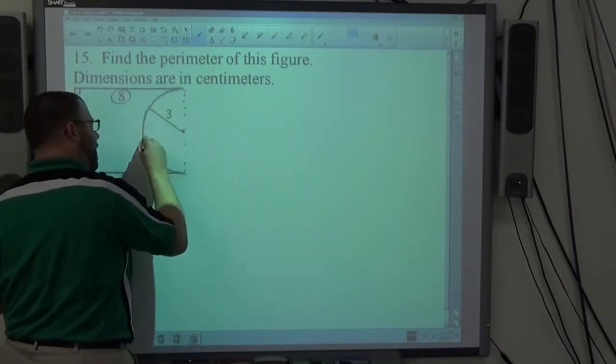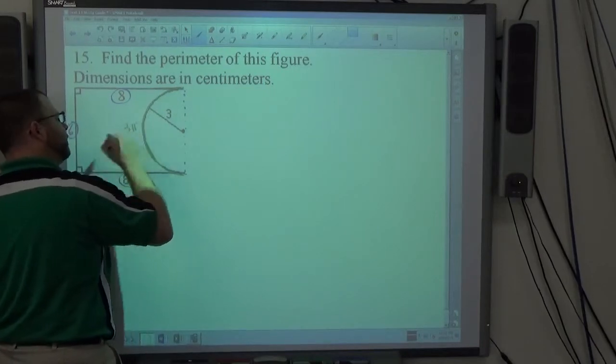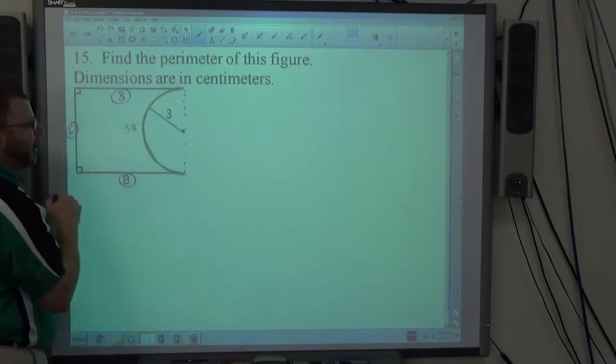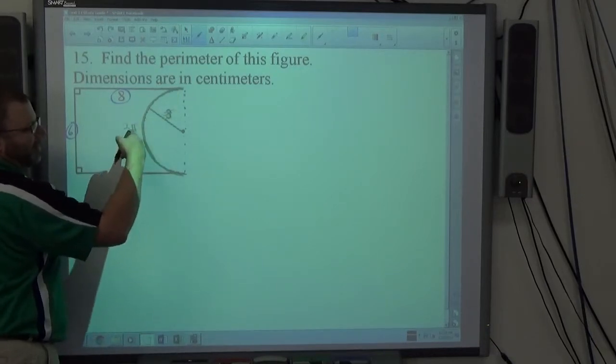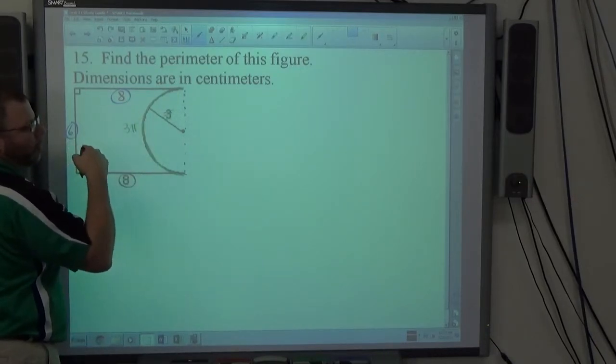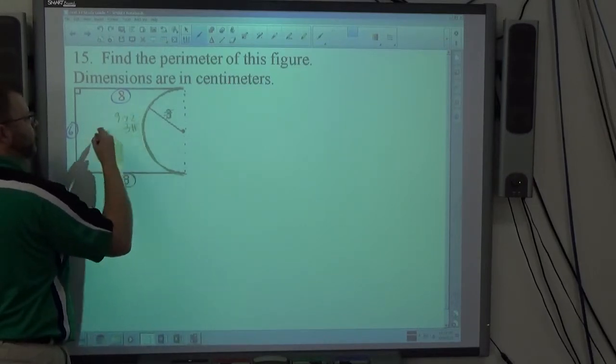Now, the length of a semicircle, half a circle, is just pi times the radius. So the radius is 3, so 3 pi is the length of that. Okay, I've used the radius to find the length of this. I'm not going to add the radius to the perimeter. All right, 3 times pi is about 9.42.